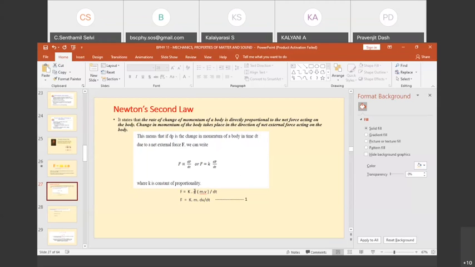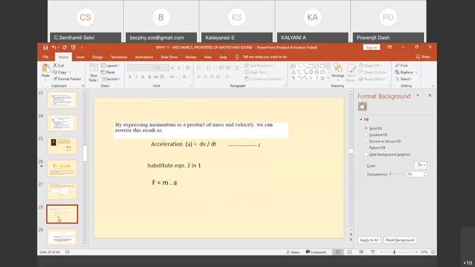So in differentiation, the change is shifted. So there is a change in velocity, so we can write it as dv by dt, with the mass taken out. By expressing, as you know, we are going to express the momentum as the product of mass and velocity, mass into velocity. So a is equal to velocity by time, change of velocity, or you can say rate of change of velocity, that is dv by dt.